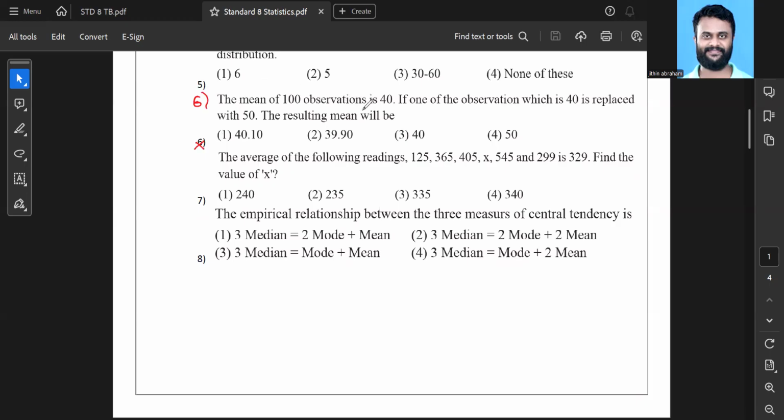The mean of 100 observations is 40. One of the observations, which is 40, is replaced with 50. Sir, we have done this question. The answer is 40.12. Yes, absolutely, we have done this. Let me just cross-verify with my answer key.